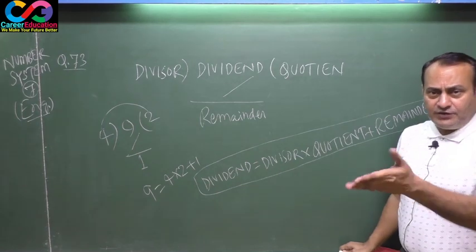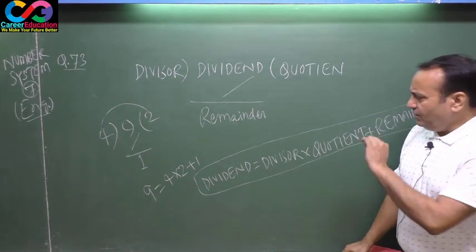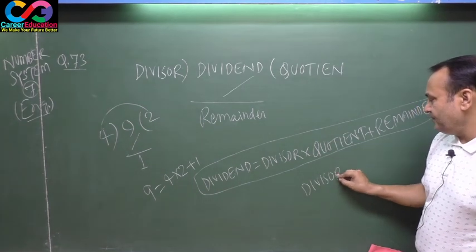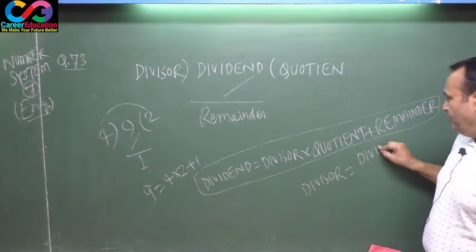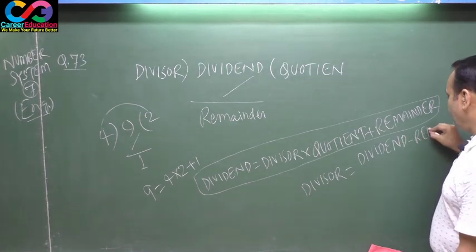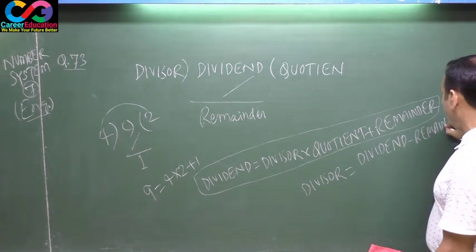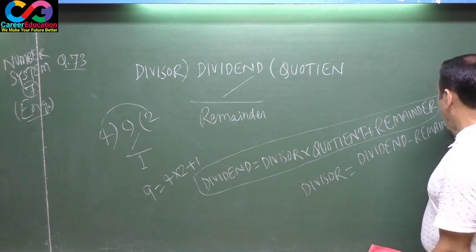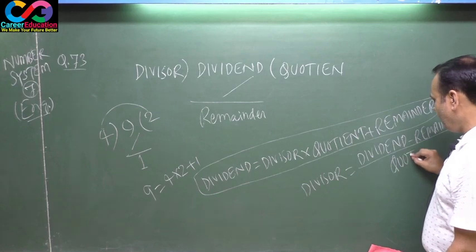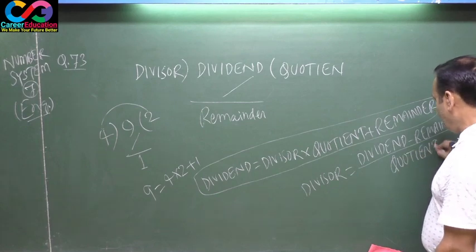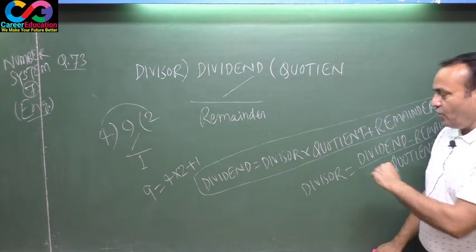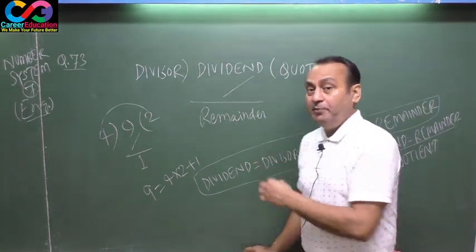You can derive another formula from this one. That may be written as divisor equals dividend minus remainder by quotient. This is only derived from this formula. This is called derived formula. This is your main formula.